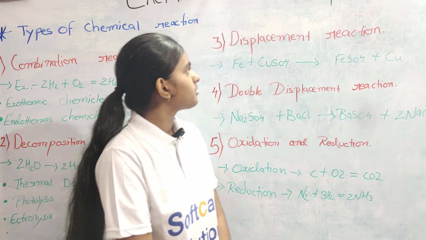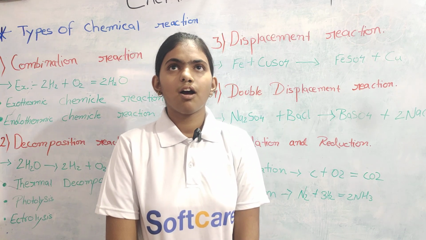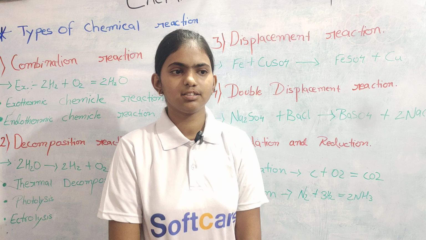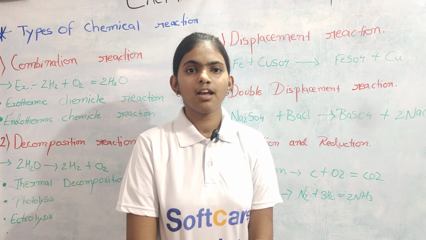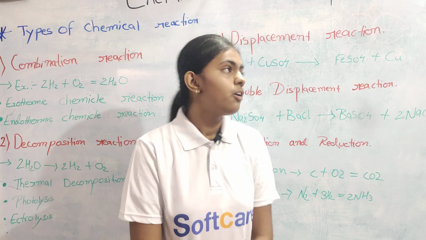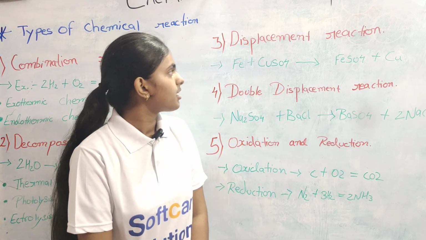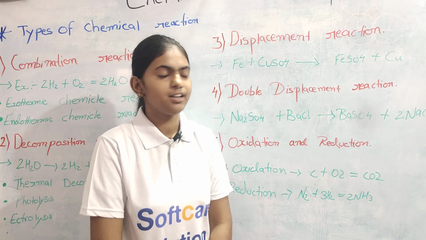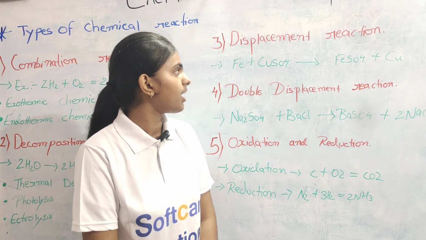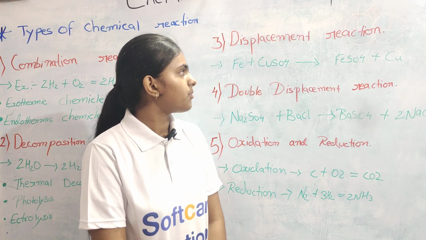Third is displacement reaction. A displacement reaction is a reaction in which a more reactive element displaces a less reactive element from a compound. For example, iron and copper sulfate: iron displaces copper from copper sulfate to form iron sulfate.